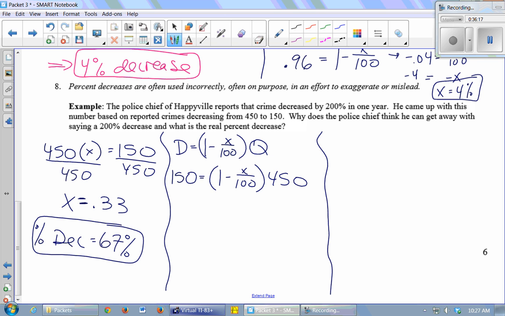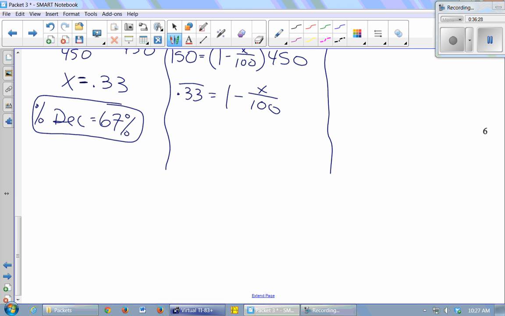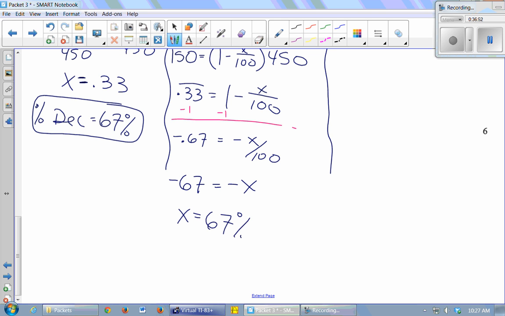All right, so I'm going to do the same thing. 150 over 450 is 0.33 repeating. And that's 1 minus x over 100. Subtract 1 from both sides, and you get negative 0.67 is negative x over 100. So I just took this 1 and did minus 1, minus 1. And then multiply both sides by 100, and you get negative 67 equals negative x. So x is 67%. That's my percent decrease.